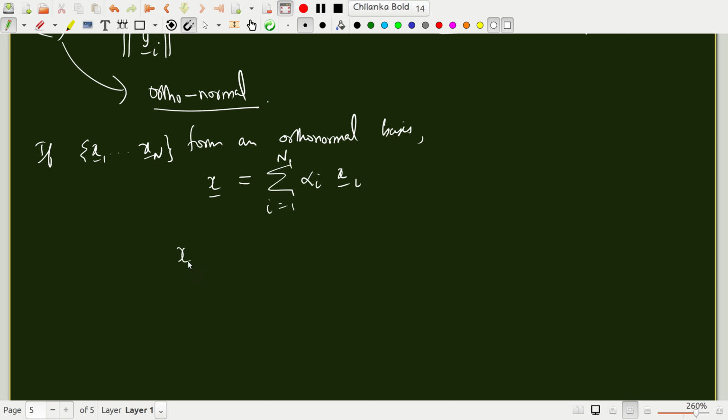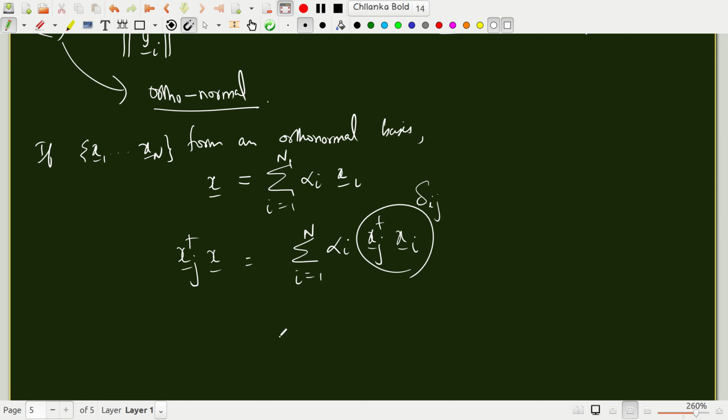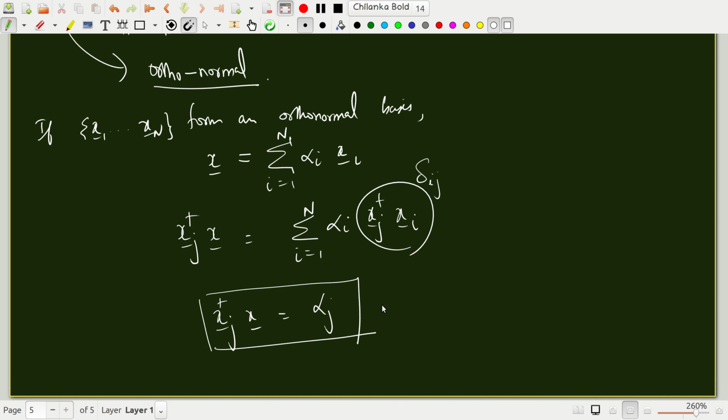So I have to multiply both sides by xj dagger. Now xj dagger xi is delta ij. They are orthonormal, we just found them. So this delta ij and this alpha i summed over will simply give me alpha j is xj dagger x. So if I have an orthonormal set, it becomes very easy to find the coefficients of expansion, right?